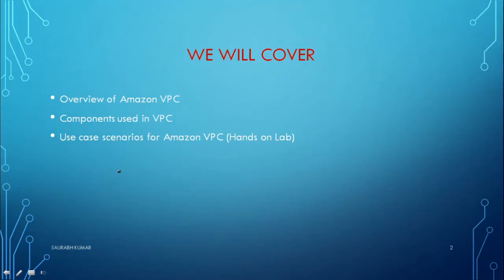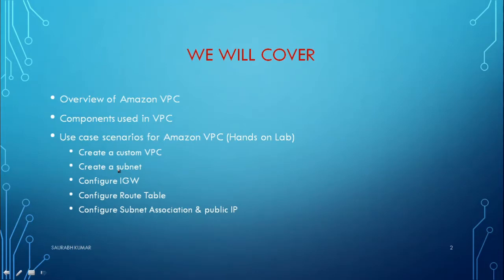But before we begin, let me tell you what are the practicals we are going to perform in this. So we will be learning about how to create a custom VPC. We will be learning about creating a subnet, configuring IGW, configuring a route table, then configuring subnet association and public IP address. And thereafter, we will create some instance, connect that instance with the VPC which we are going to create, and then we will test it. So this is what we are going to perform as a practical part in this session. So let's begin.